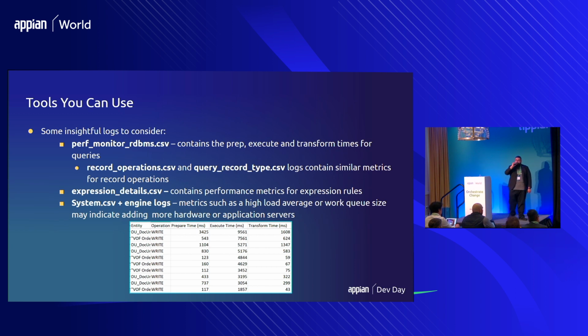Finally, there's also what's known as the system.csv log and even the engine logs. Looking at those can give you an idea of how the hardware itself is running. So for example, one I commonly look at, the system.csv log, has a metric known as the load average, and that's the number of, I believe, running CPU processes. So if that one runs abnormally high, maybe you need more CPU cores in your server. Food for thought.